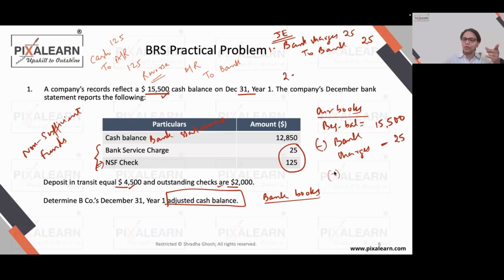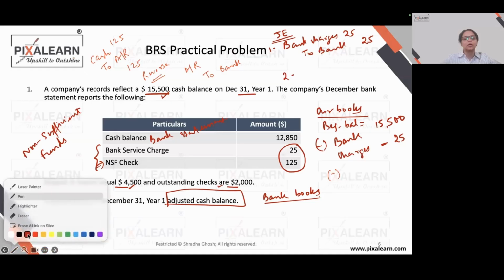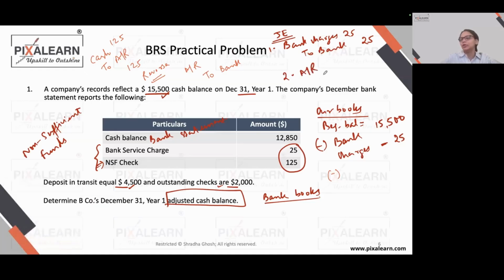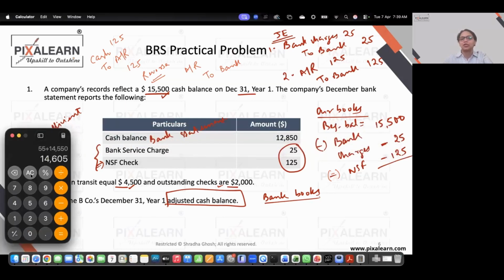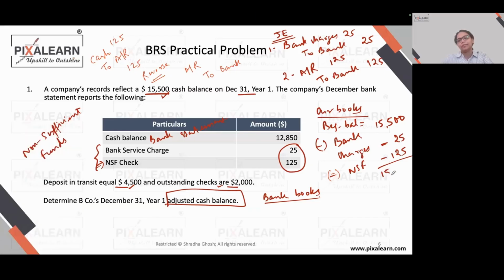So now you will pass this adjustment, the second entry, where you will debit the party in your books and you will credit the bank account. How much? 125. So I'll pass these two journal entries in my books, and I will reduce the NSF check of 125. And what you get is the reconciled cash balance in your books. So it is 15,500 minus 25 minus 125, which is 15,350.